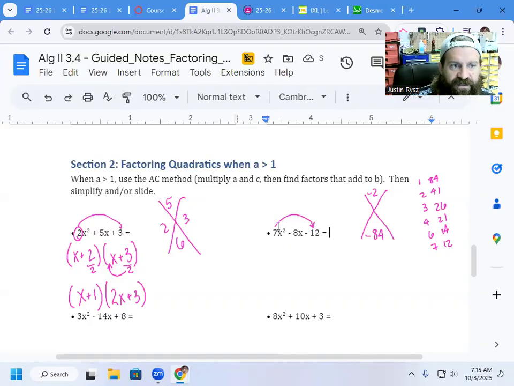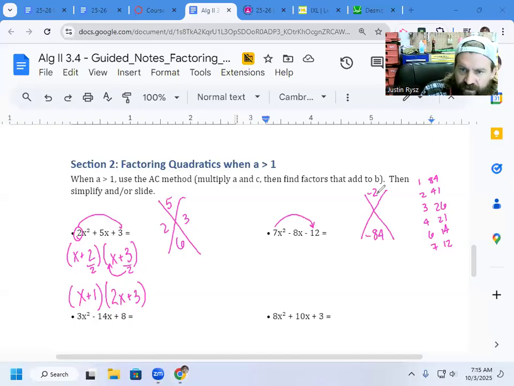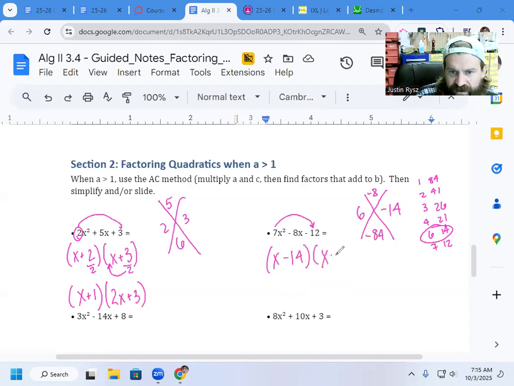Okay, so we're going to look to see what multiplies together to get negative 84 and adds to get negative 8, and that's going to be our 6 and 14 there. The negative goes on the 14, since the bigger number matches that symbol. So we have an x minus 14 and an x plus 6, and then we're going to divide them by 7, the number in front. 14 does divide by 7, that would be 2. 6 does not divide by 7, so we're going to slide that in front: 7x plus 6.